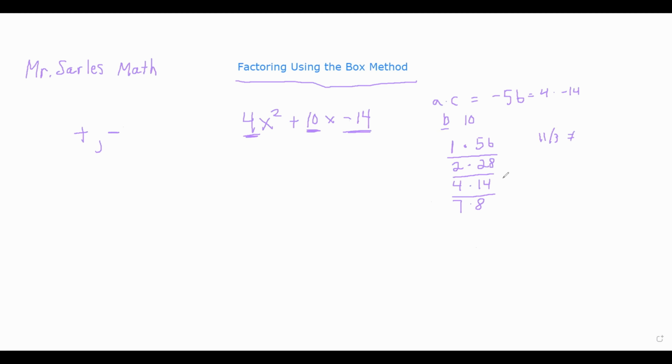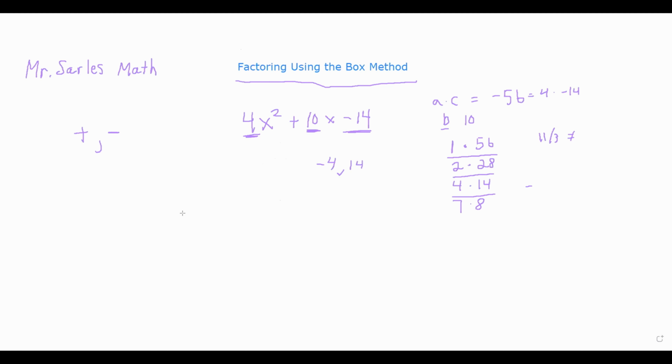Also, if we did negative 14 plus 4, that would be negative 10, not 10. So let's erase that. So we have our negative 4. We have our 14. So let's go down to the box.